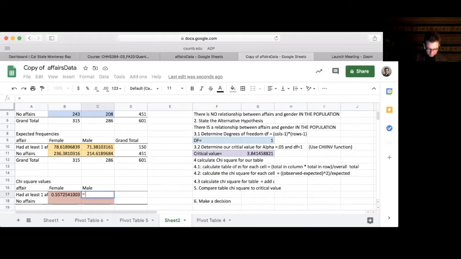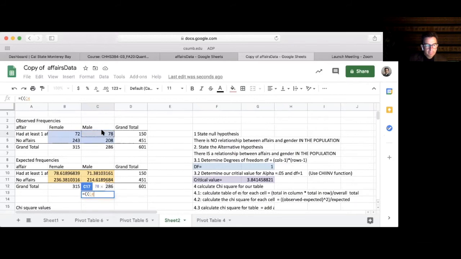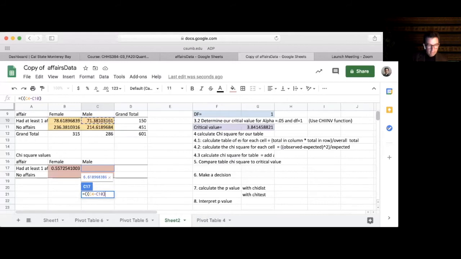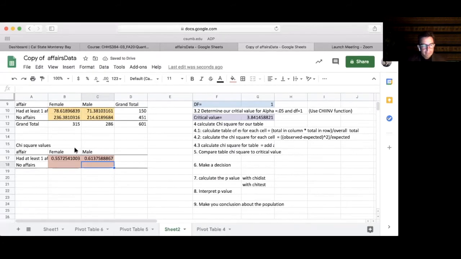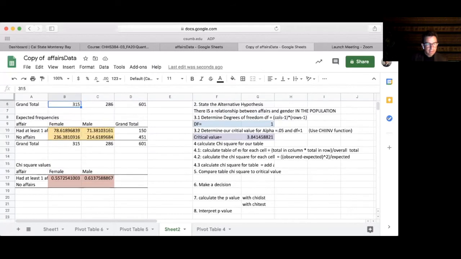Now for this one, again, it will be the observed minus the expected, and we're going to square that and divide by the expected. And that is the chi-square for that cell.